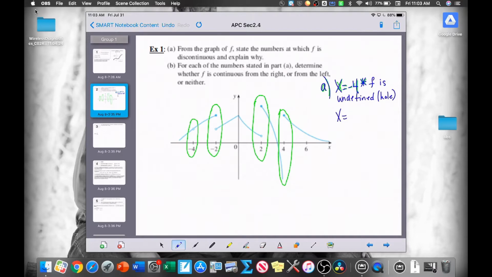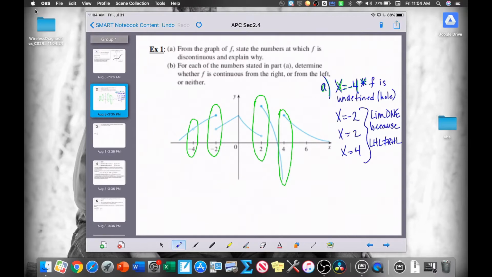At x equals -2, we're discontinuous. At x equals +2 and at x equals 4. And the reason that we are discontinuous at these three locations is the same for all of them. And that reason is that the limit does not exist in those locations because for all three of those x values, the left-hand limit and the right-hand limit do not agree. So we can say limit does not exist because the left-hand limit does not equal the right-hand limit, and that's the case for all three of those.